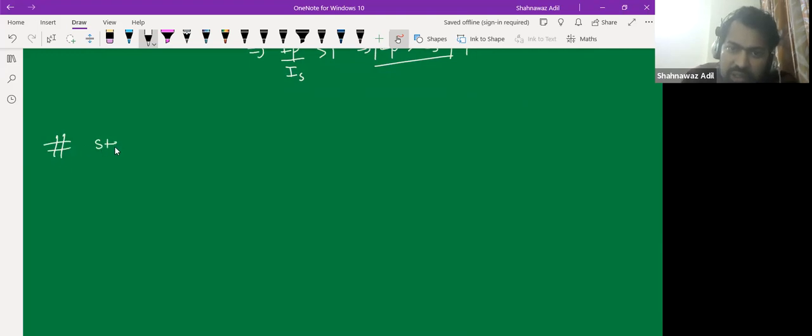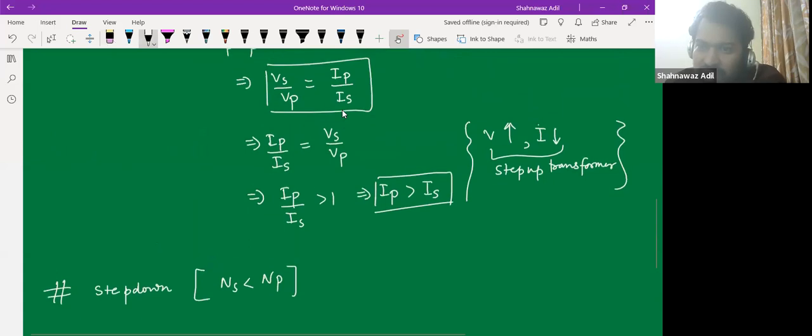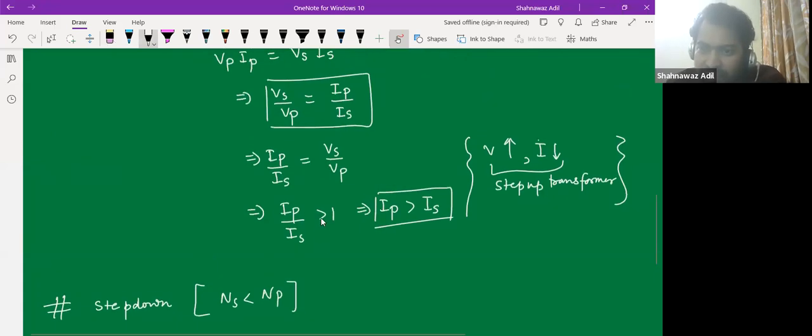Step down is where you decrease the number of turns, right? How did you get this inequality? So what part are you saying? This thing? Chavez, are you asking about this thing?